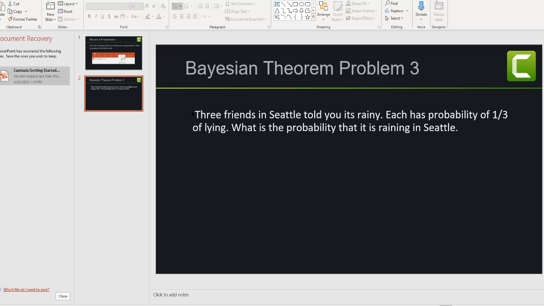Let's read the problem. So there are three friends in Seattle and they told you that it is raining, and each of the friends has a probability of 1/3 of lying. And what is the probability that it is raining in Seattle? So I'll give you a couple of minutes to read this statement and see if you can solve it.